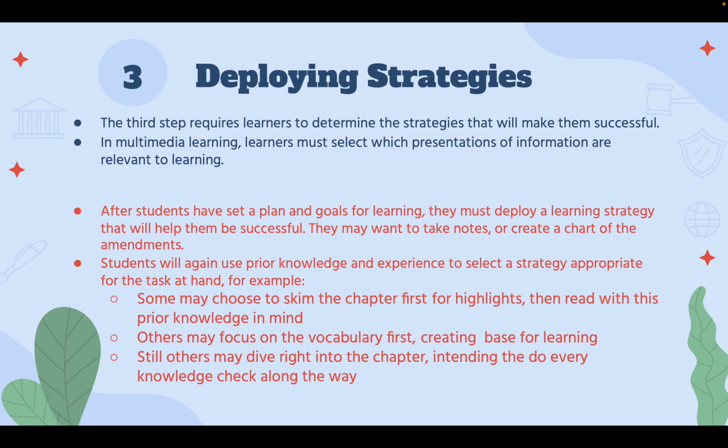The third step requires learners to determine the strategies that will make them successful. In multimedia learning, learners will have plenty of opportunities to find information and must be able to select which presentations are relevant. After students have their goals and plans, they can deploy a learning strategy that will help them succeed. They may want to take notes or create a chart or maybe even flashcards. Students will again activate their prior knowledge to select a strategy appropriate for the task at hand.